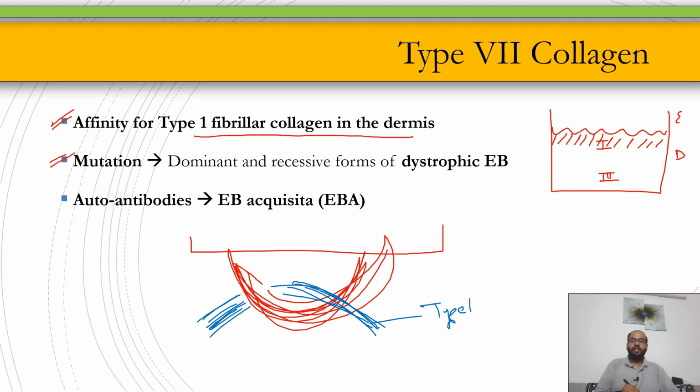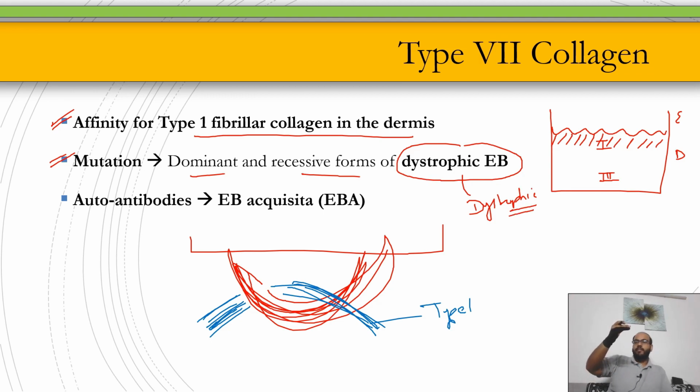If there's any mutation in the type 7 collagen, you have dominant and recessive forms of dystrophic EB. Now we have entered dermis. So D for dermis, D for dystrophic EB, dystrophic epidermolysis bullosa. Okay. So now we have gone out of the junction. So no junctional EB now. It will be more of a dystrophic EB. If there are autoantibodies against type 7 collagen, we have a disease known as EB acquisita, epidermolysis bullosa acquisita.